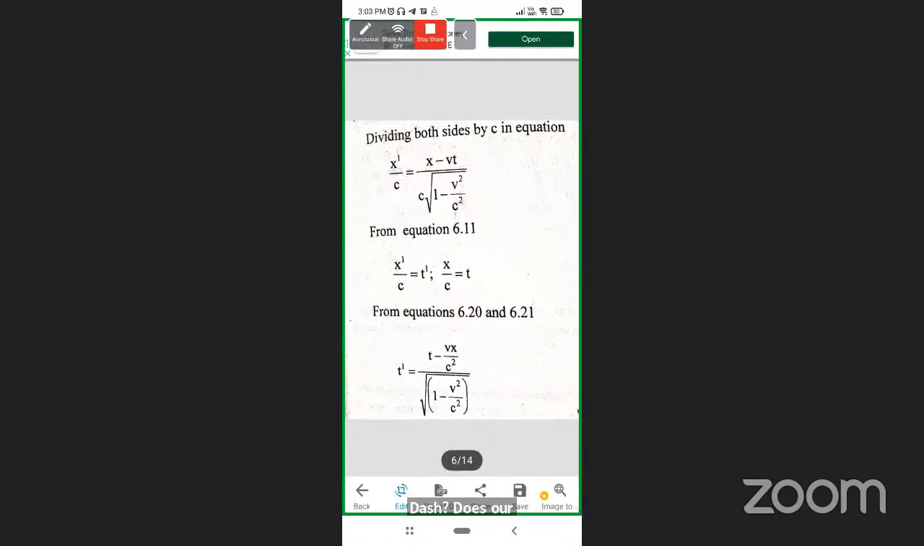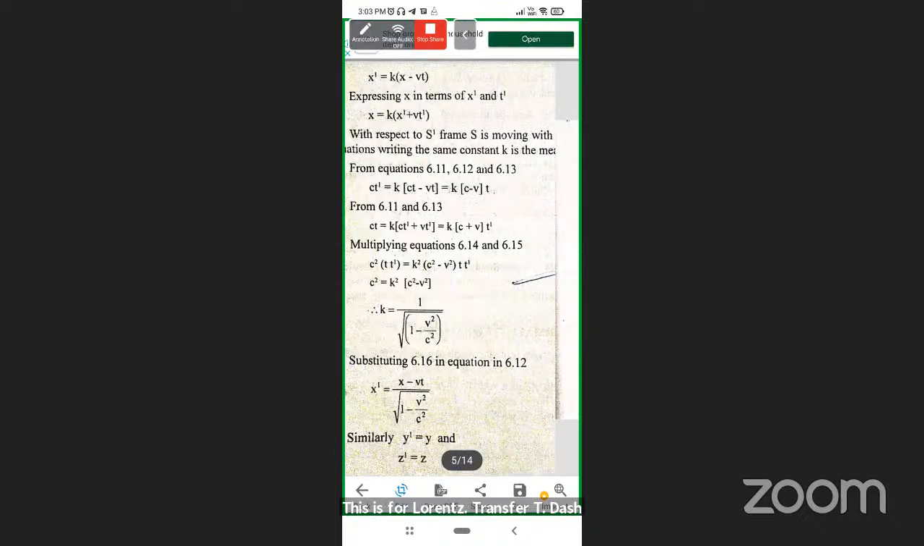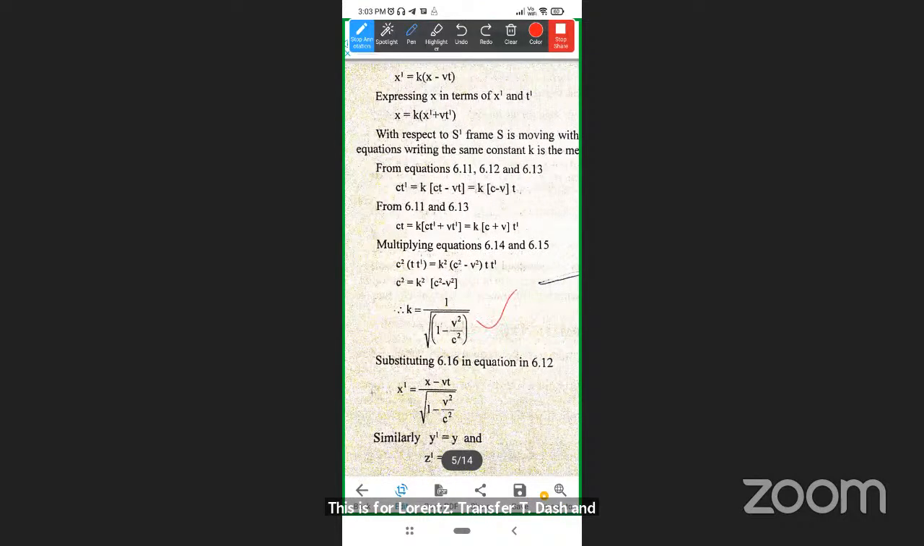This is the Lorentz transformation: t dash and this one, and y dash and z dash is equal to z. These four equations are the Lorentz transformation equations, and similarly we get the inverse Lorentz transformation equations. So this is a very important topic, the Lorentz transformation equations.